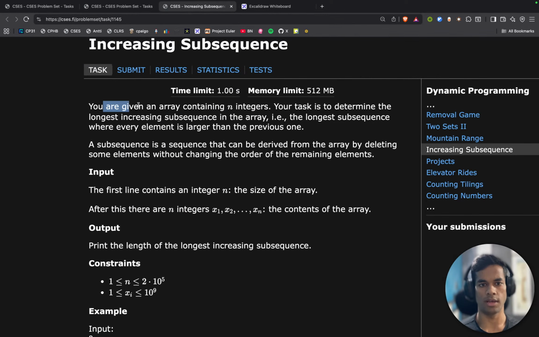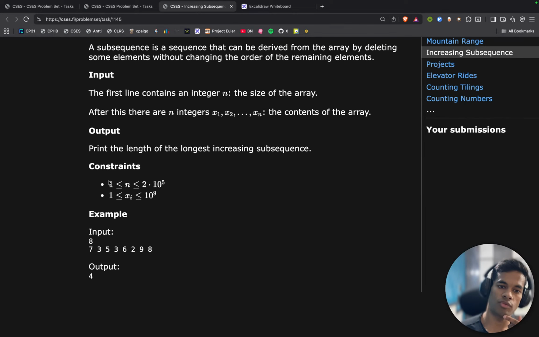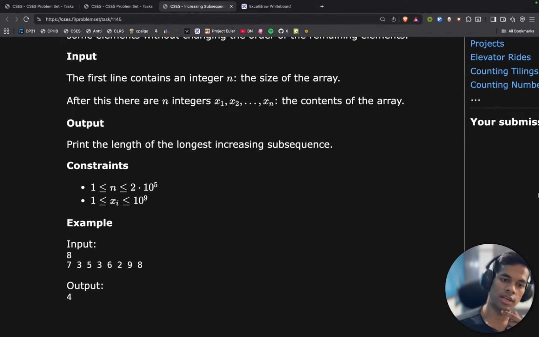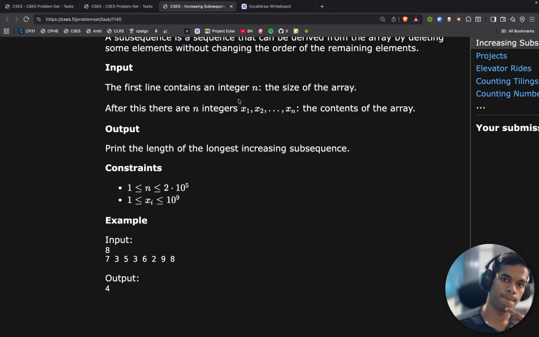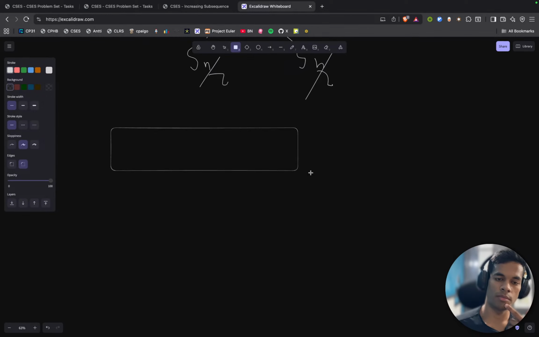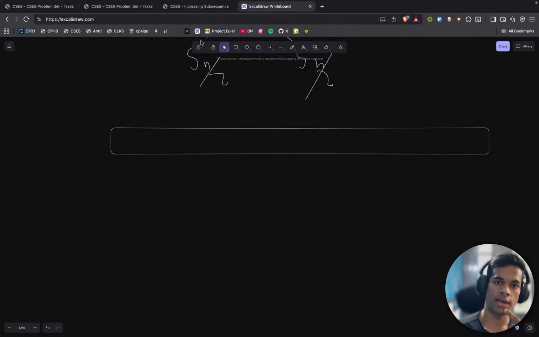You are given an array containing n integers. Your task is to determine the longest increasing subsequence in the array. And there are two things in this. We can easily implement a solution which takes n squared time, but we want an algorithm which takes n log n time. And I do not know how to write an algorithm that would take n log n time for this question.